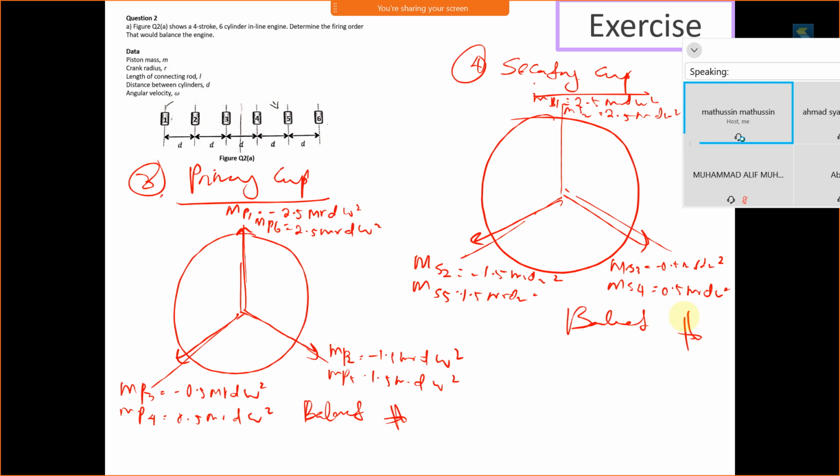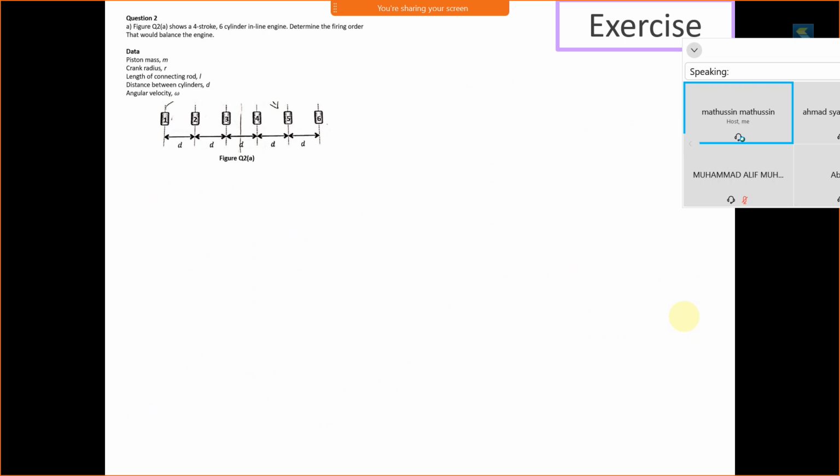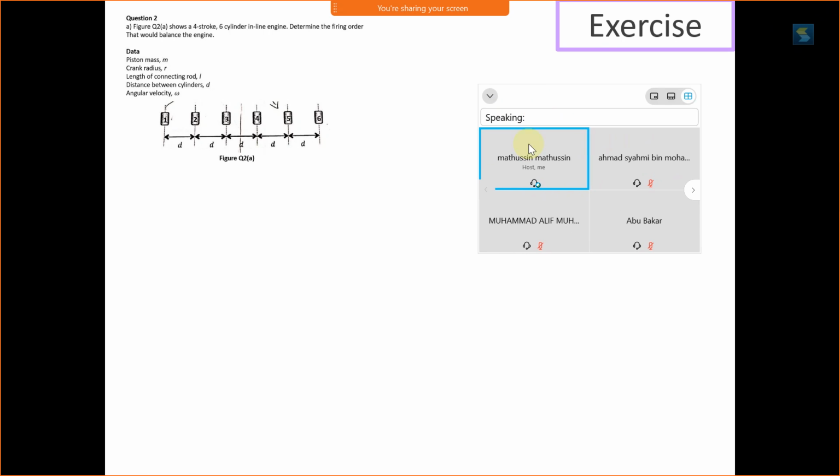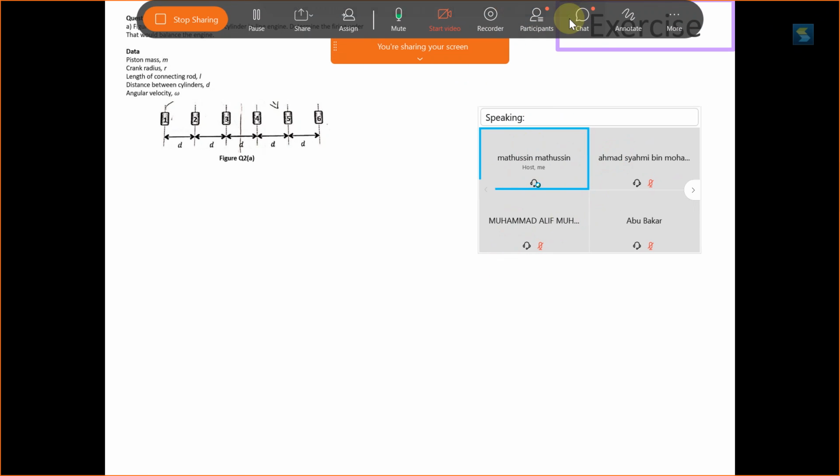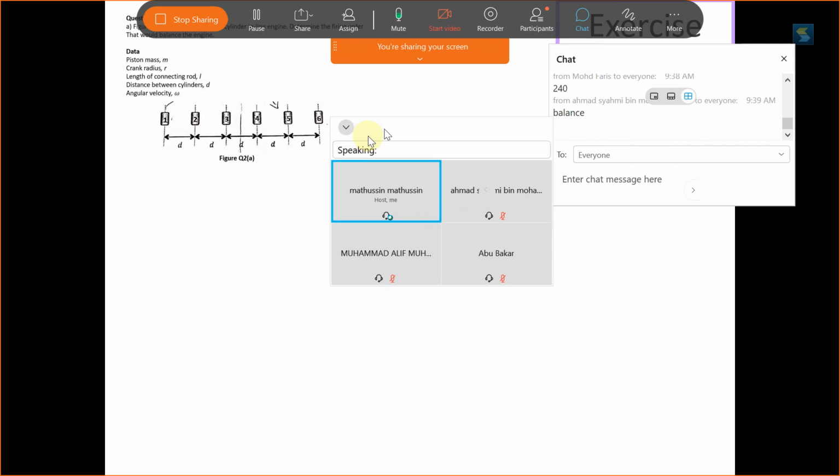Alright? Firing order 1, 2, 3, 6, 5, 4 would balance the engine due to number 1 is balanced by number 6. Okay. Number 2 is balanced by number 5. And number 3 is balanced by number 4. Okay. Is that clear? Ada soalan nak tanya? Any question so far? Tak ada? Semua faham?